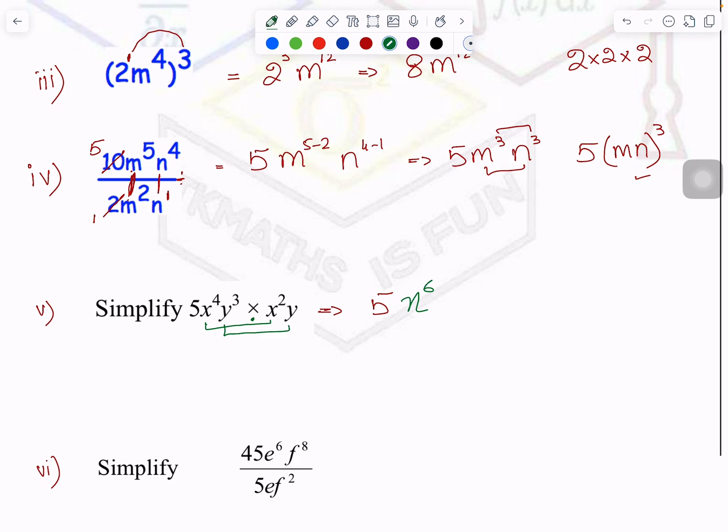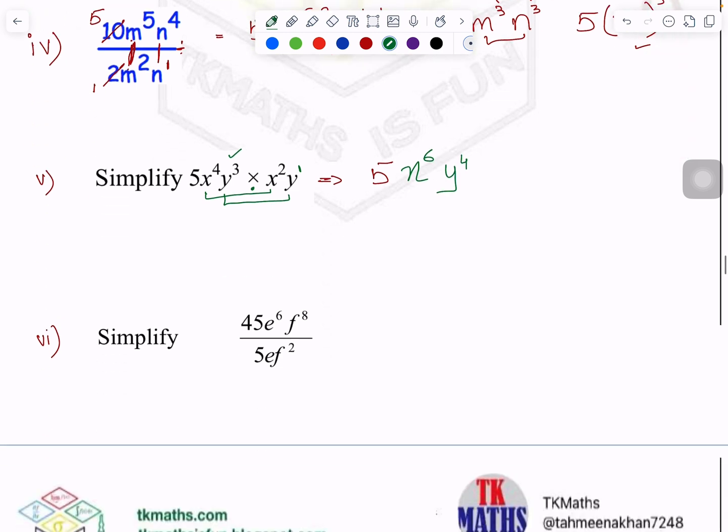Now let's see y. The power of y is 3 and there it is 1. As we cannot see, it is 1. 3 plus 1 is 4. I hope you understood. Now this is a case of division, right? So 5 times 9 is 45. Okay, so this is fine.